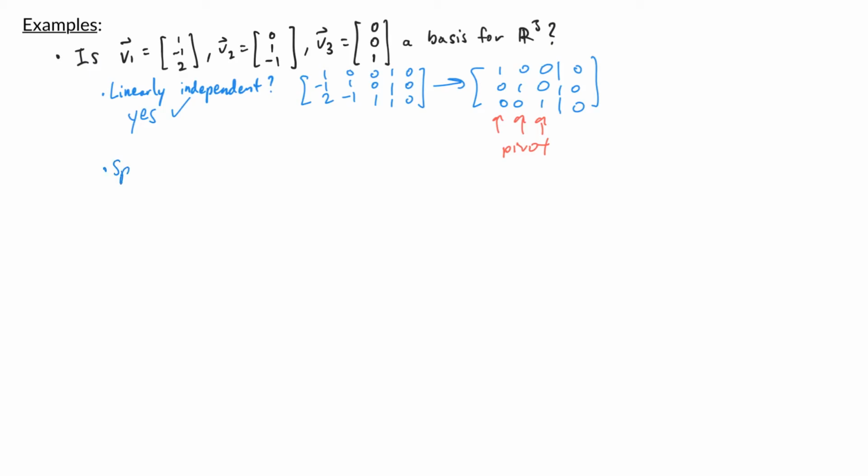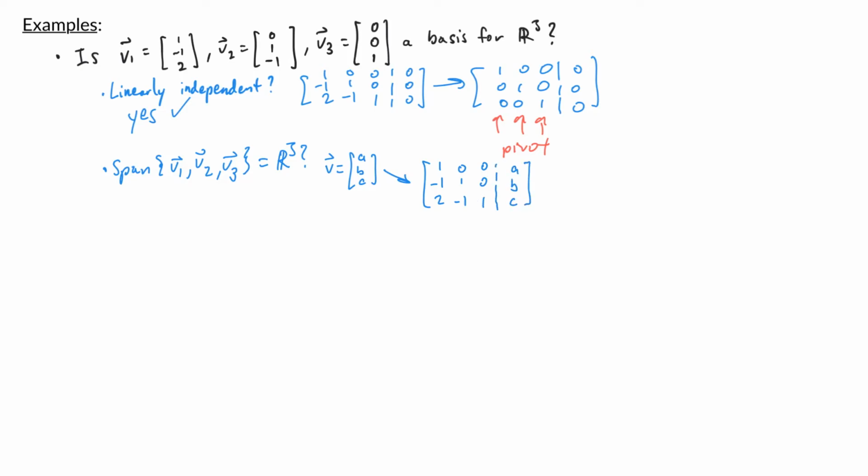Next, we want to know if the span of v1, v2, v3 is equal to R3. Again, one way to think about this is if I take an arbitrary element in R3, let's call it v equals a, b, c, can I write v as a linear combination of the vectors v1, v2, and v3? So to answer this, I want to solve the augmented matrix 1, negative 1, 2, 0, 1, negative 1, 0, 0, 1, and augment that with the vector v, a, b, c.